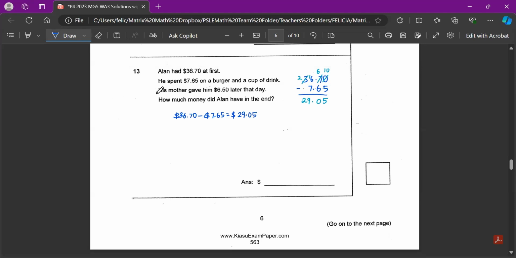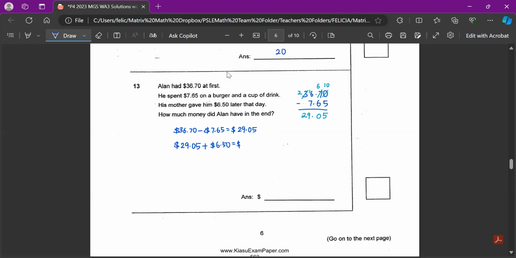Now, the thing is, later that day, his mom gave him money. All right, so which means that if his mom gave him money, now his money would increase by 650. So if it's an increase, means from the $29.05, we're going to plus $6.50. Okay, I shall not do the side working for this. I think this is pretty straightforward. Just make sure your decimal point is aligned top and bottom with each other. All right, so this one you should get $35.55.